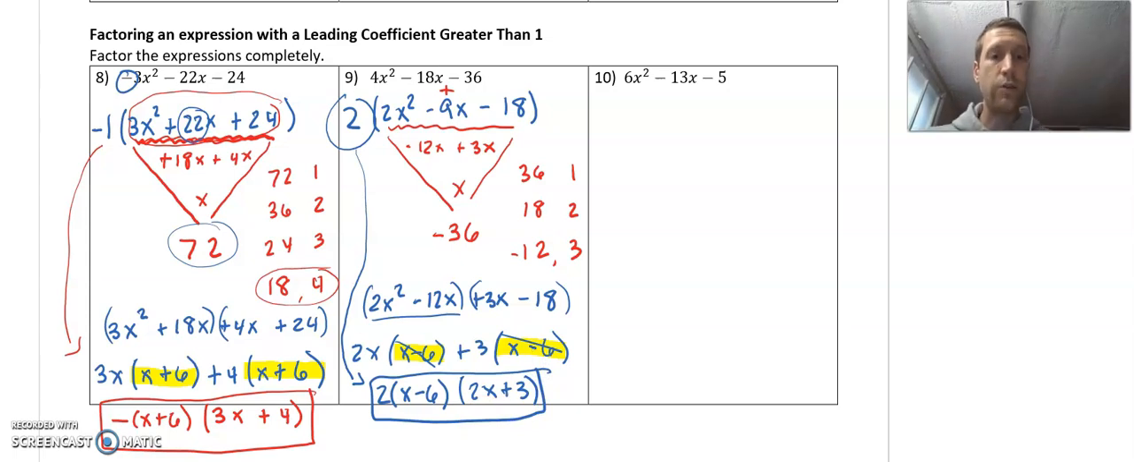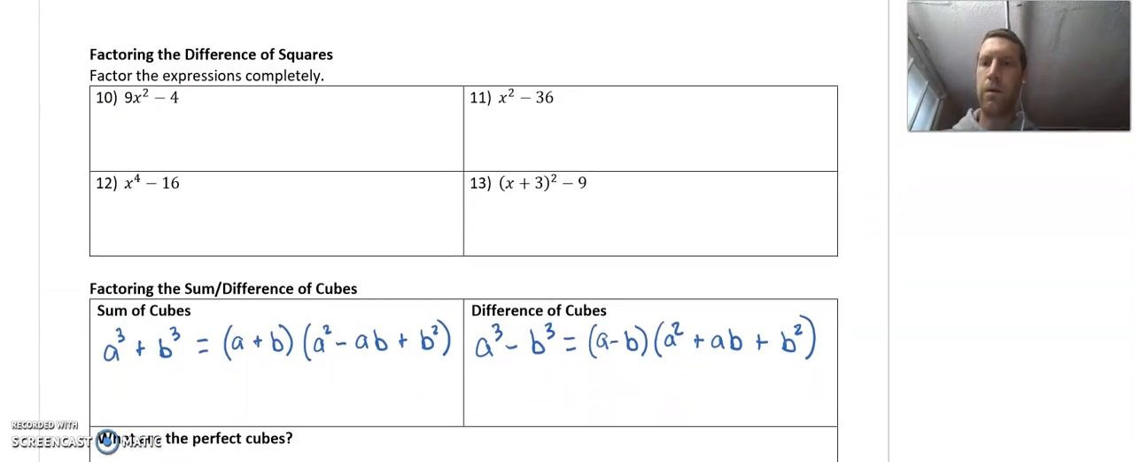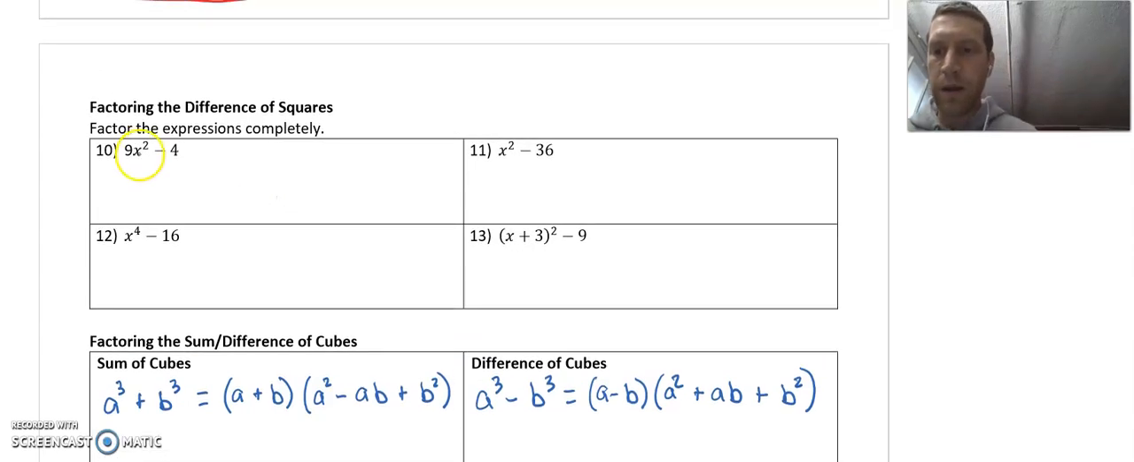Okay, for number 10, you don't have to factor anything out first, so that should be a little bit easier. Okay, factoring, difference of squares. So to determine if something is a perfect square, check for the coefficient being a perfect square, and then your variable having an even exponent. All even exponents represent perfect squares, okay? So 9x squared, the square root of that is 3x. That's a perfect square, okay? So this is going to factor 3x.